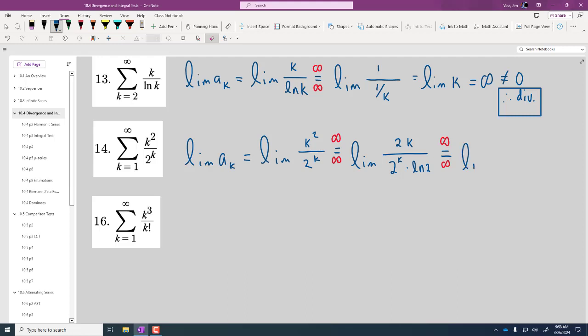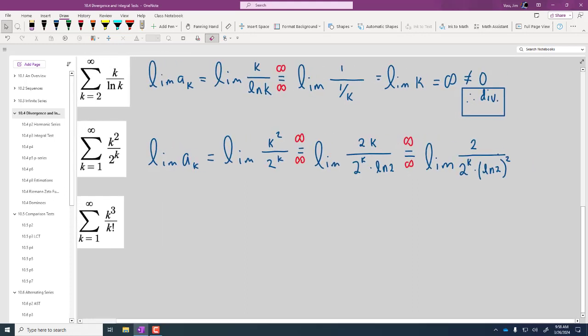And here we're set now. The derivative of the numerator is 2. The derivative of the denominator is itself, 2 to the k. Then we have to multiply by natural log of 2 again. So we end up with natural log of 2 quantity squared. Now we can evaluate the limit. The numerator is constant. It's fixed. It's not moving. But the denominator is exploding. It's getting bigger and bigger. So the fractions are shrinking toward 0. So this limit is 0.